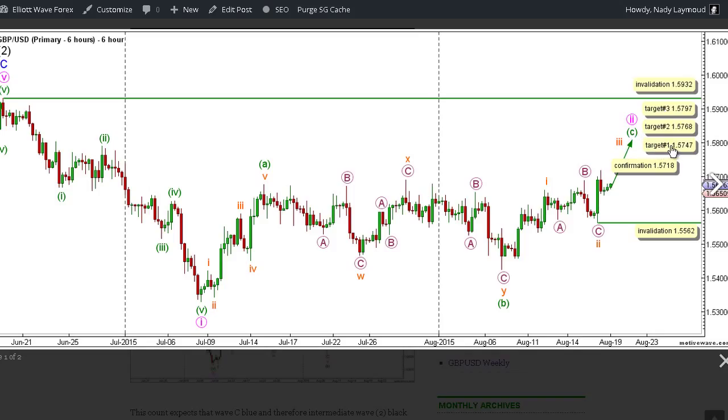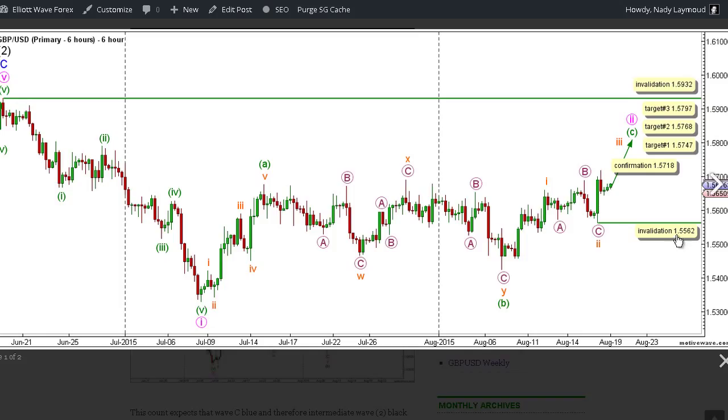The first target is at 1.5747, as at that level wave 3 orange will reach 0.786 the length of wave 1 orange, and the second target is at 1.5768, as at that level wave C green will reach equality with wave A green. The final target is at 1.5797, as at that level wave 3 orange will reach equality with wave 1 orange. This count would be invalidated by movement above 1.5932, as wave 2 pink may not retrace more than 100% the length of wave 1 pink.